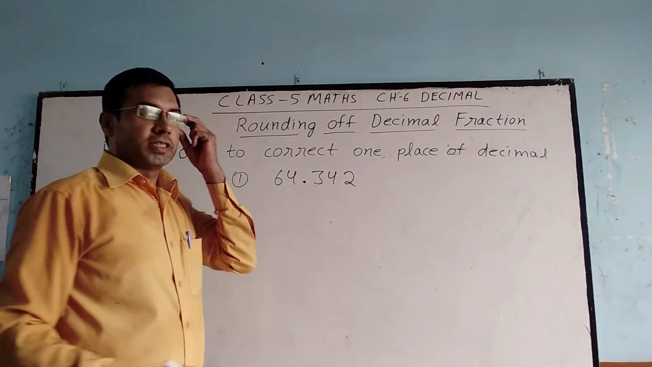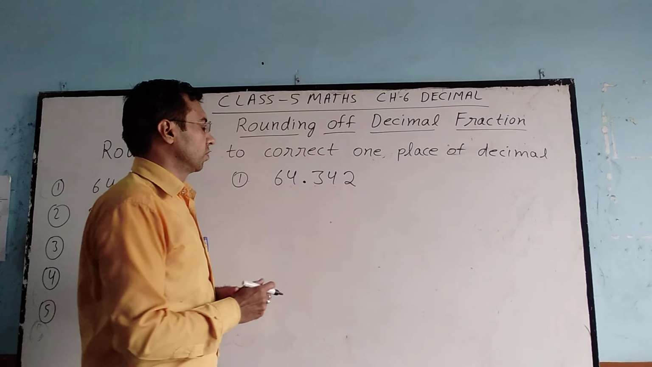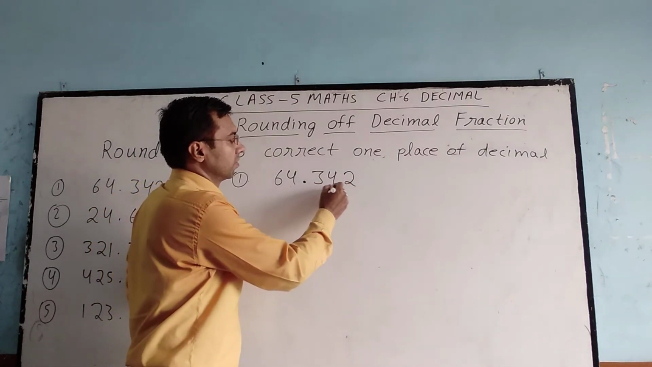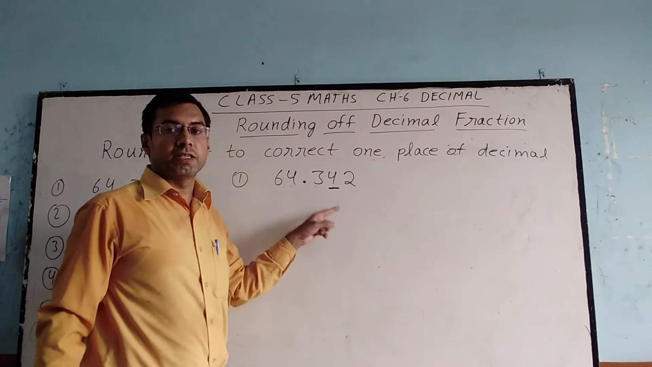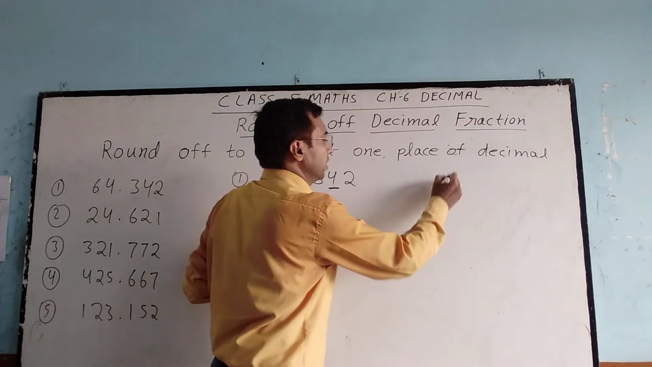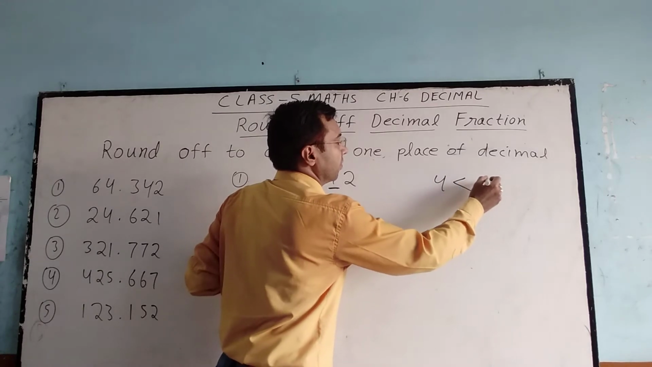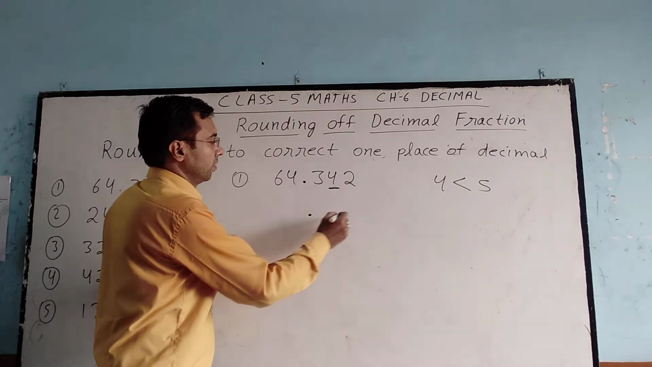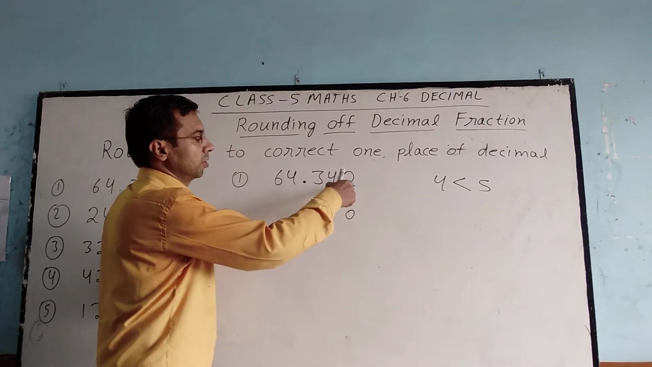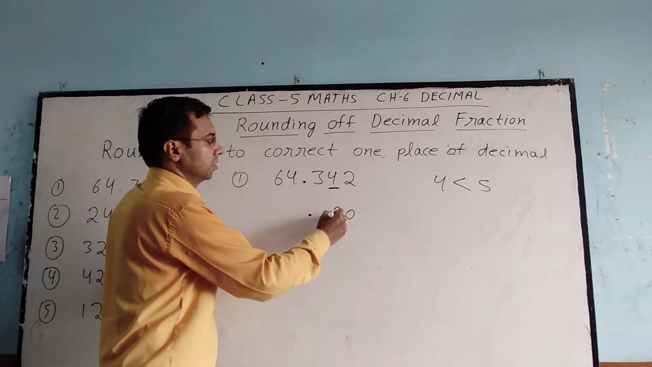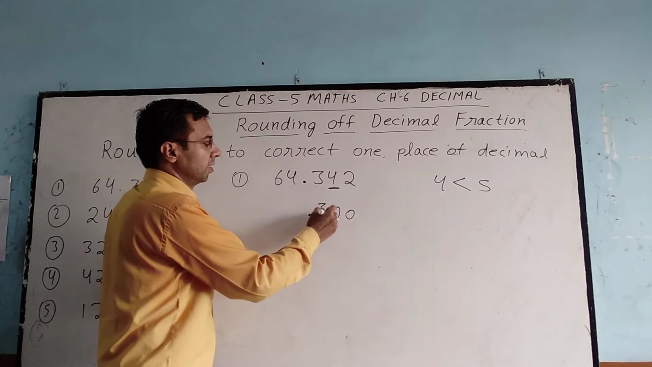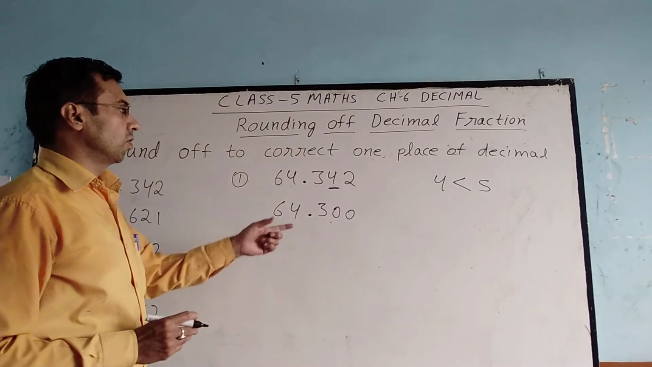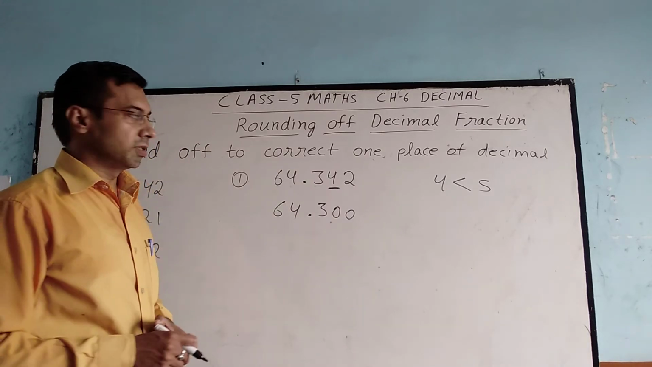64.342. So student, here the hundredth place digit is 4. 4 is less than 5. So what do we do? We change this thousandth place digit to 0, the hundredth place digit to 0. There is no change in the tenth place digit. So in this way we round off to correct one place of decimal.